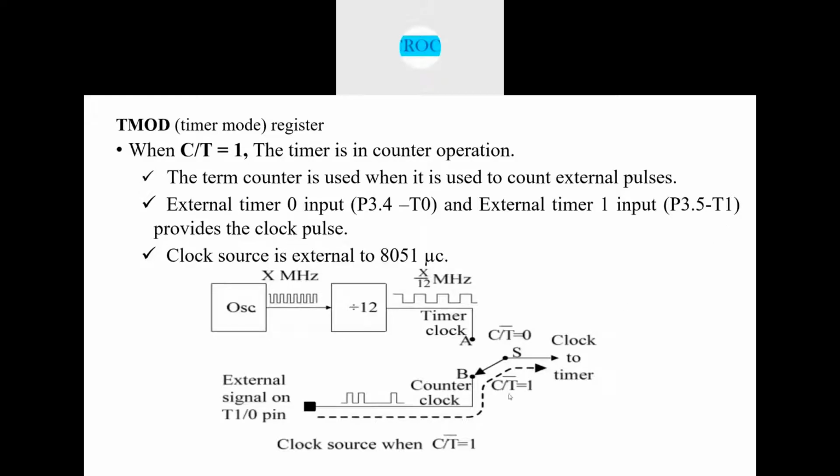As you can see from the diagram, when the C/T bit is equal to 1, the switch is connected to B. So where is the clock source for the timer now? It is from the external signal on the T1/T0 pin, which is the external timer 0 input or external timer 1 input. As I said, the main distinction between timer mode and counter mode is whether the clock source is internal or external. You understand the importance of this C/T bit.